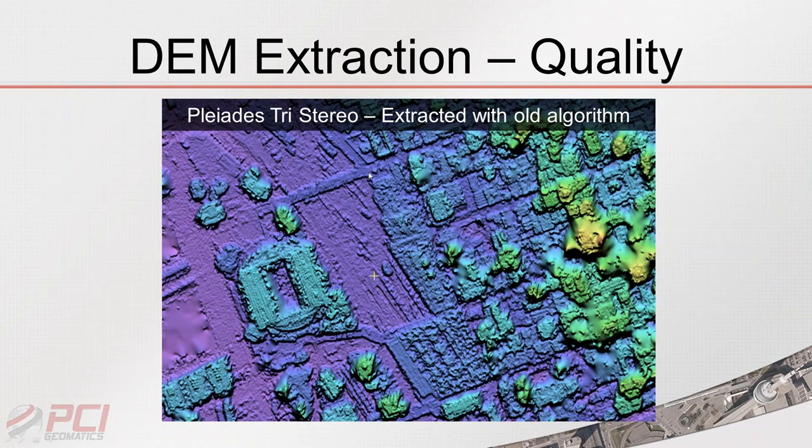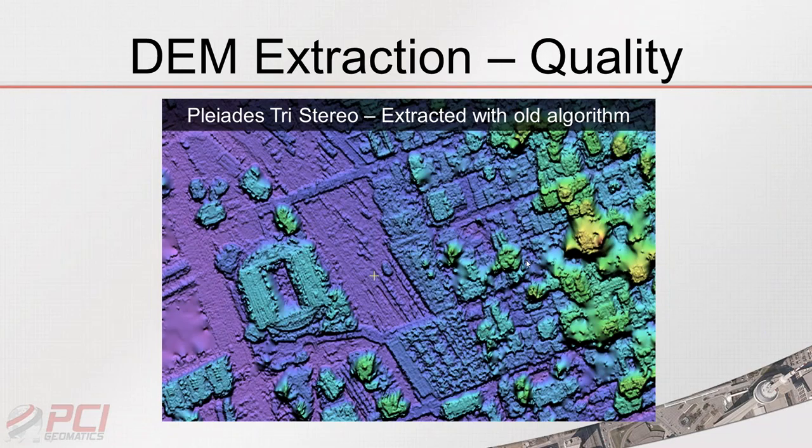Now if we take a look at another data set just very quickly. So this is a Pleiades tri-stereo. This is extracted with the older algorithm, so you can notice that the detail, say, here on these sort of smaller features is a little bit washed out. And if you look over here on the buildings, where we have limited structure.